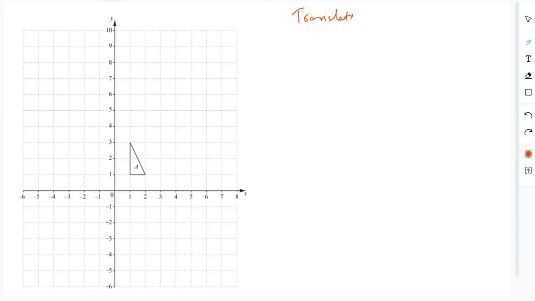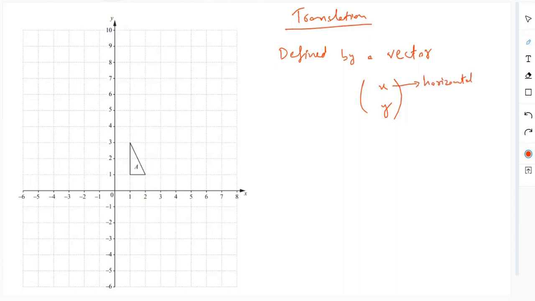अच्छा, translation defined किस तरह से होती है? It's defined using a translation vector. So it's defined by a translation vector. So एक vector से define होती है, that's in this form, x, y. अब इससे x क्या बता रहा होता है? X tells you about the horizontal shift. It tells you about the horizontal shift. And y tells you about the vertical shift.